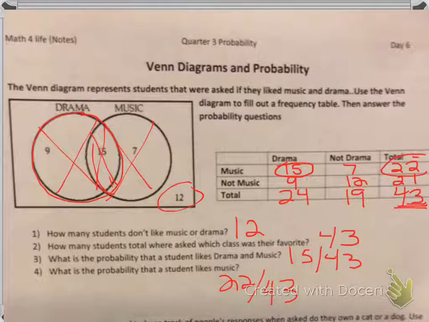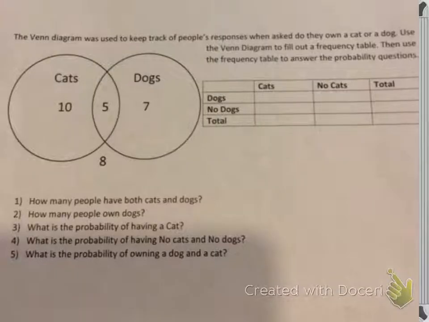All right, let's try another one and see how well we're doing at this. This time we're talking about cats and dogs and our Venn diagram. We're going to fill out our chart. I like to start with this overlap part right here in the middle. I know that the overlap part is the people who both like cats and dogs. So cats and dogs right here on my chart would be the number 5.